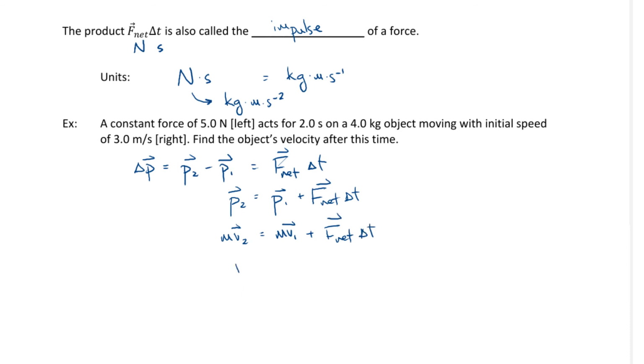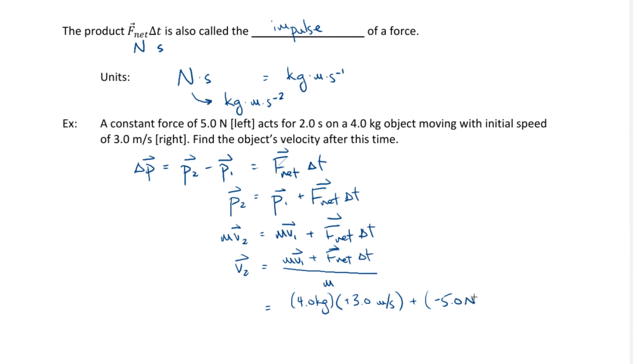And because we're solving for the velocity, v2 is equal to the whole right side divided by the mass. Now let's use right as the positive direction, and we can plug everything in. So we get 4 kilograms multiplied by plus 3.0 meters per second, plus our net force, which was negative 5 newtons, because it's to the left, multiplied by 2 seconds, and that's going to be divided by our 4 kilogram mass.